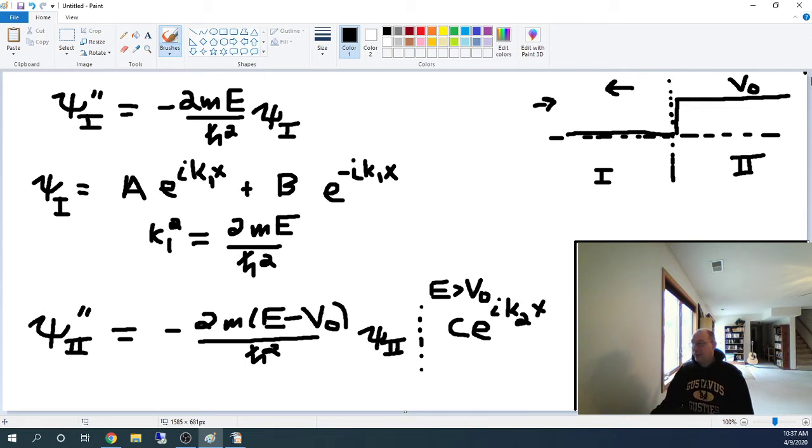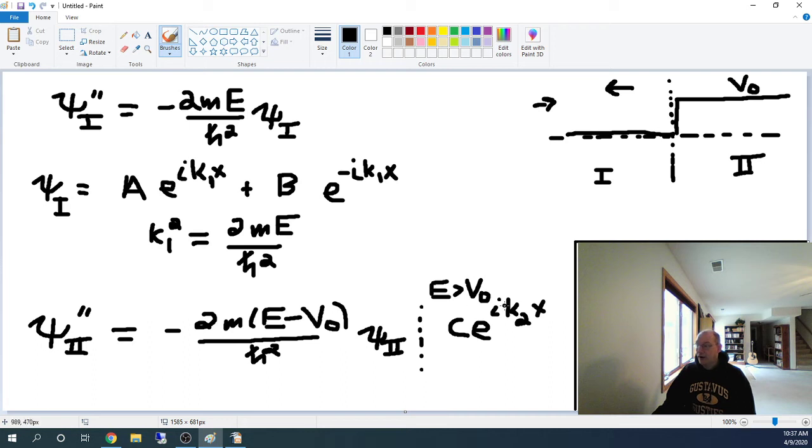The only reasonable thing that we get is a decaying exponential inside of here, and then we would have, again, C. The coefficient for that particular situation would be C times e to the negative alpha x, the decaying exponential in here. So that's the solution for E less than V0.